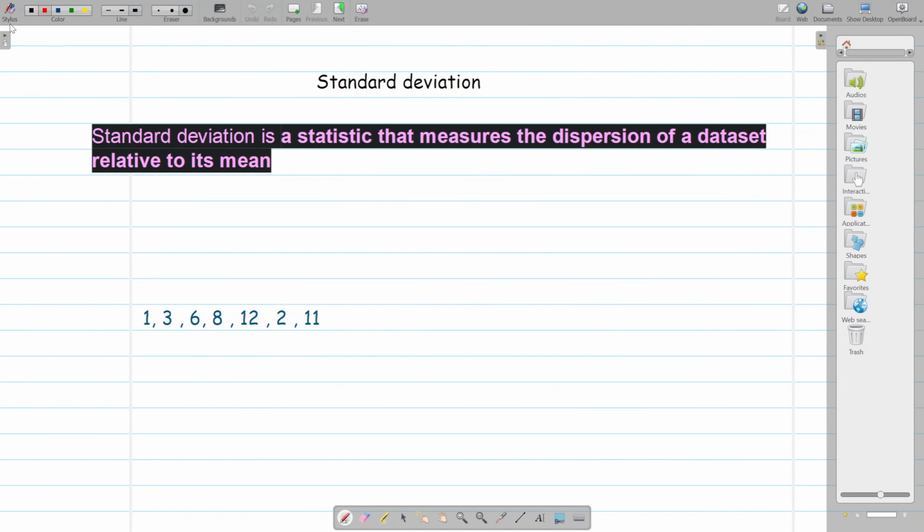Hello students. In this video, we are going to discuss the standard deviation and also find the standard deviation for a particular data set.